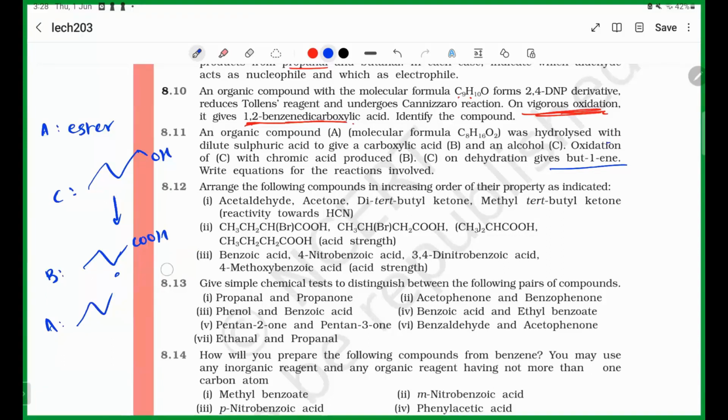So I hope you understood. Basically, you started with the claim that A is an ester, because on hydrolysis it gives you a carboxylic acid and an alcohol. Once you find out that C is an alcohol, the oxidation of the alcohol gives you an acid, which is B. That means that since the oxidation leads to no loss of carbon, and C on dehydration gives you butene, C contains 4 carbon atoms, right? It's a 4 carbon compound.